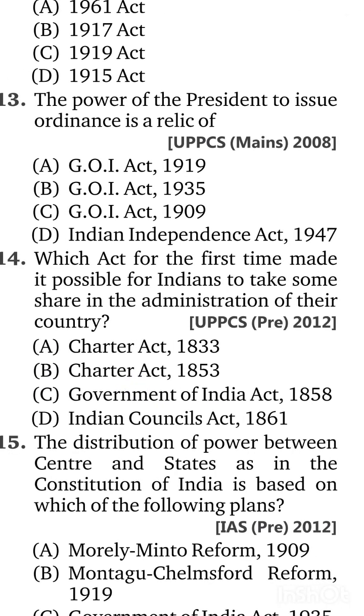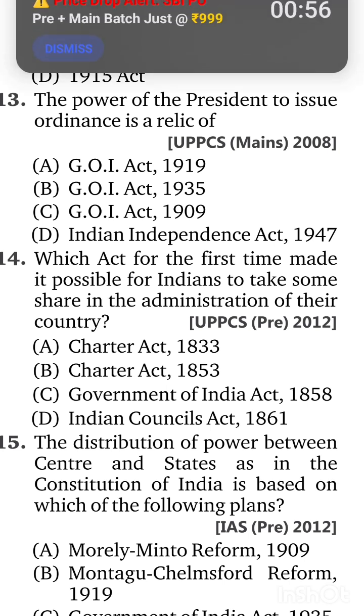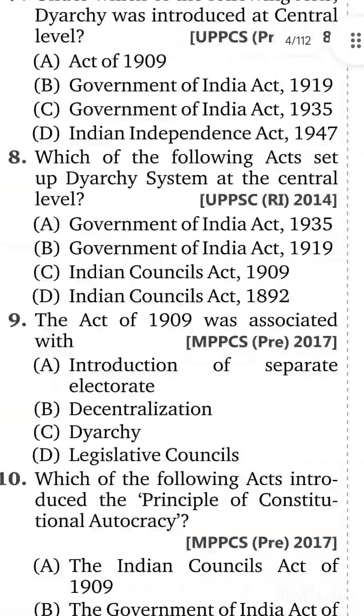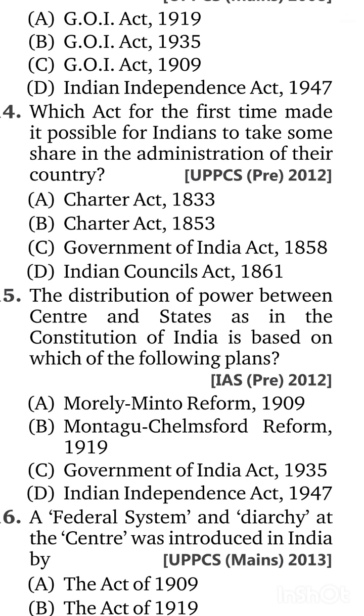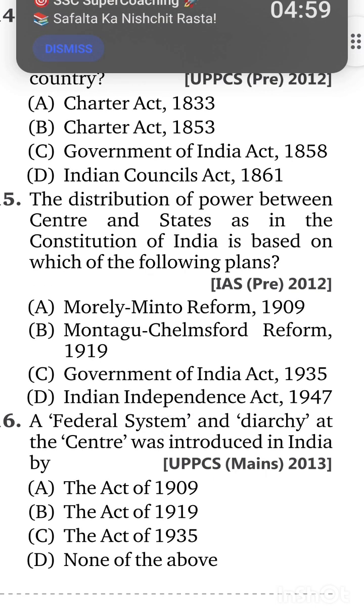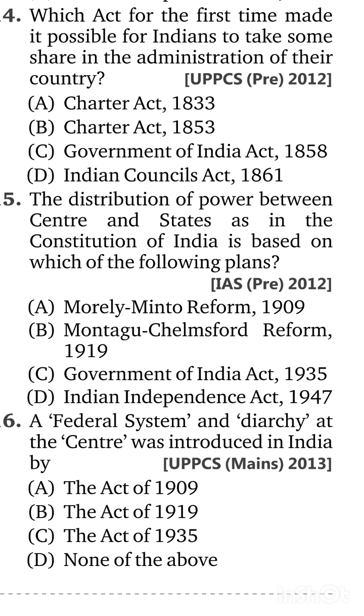14th question. Which act for the first time made it possible for Indians to take some share in administration of their country? Option is Chartered Act 1833. In 1833, Indians were also allowed to participate in political administration. Okay. 15th question. The distribution of power between center and states in the Constitution of India is based on which of the following plans?